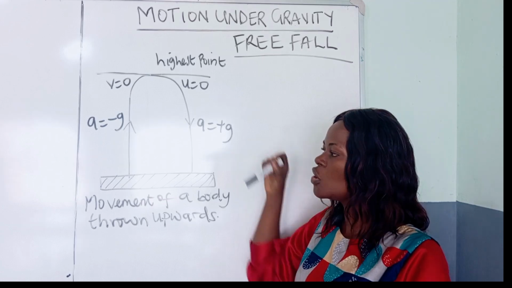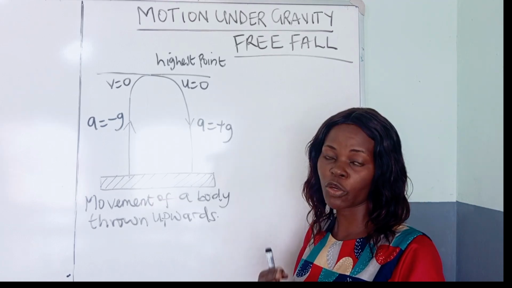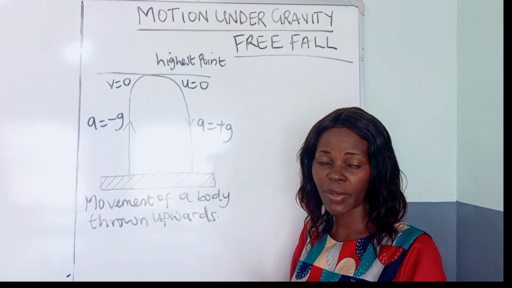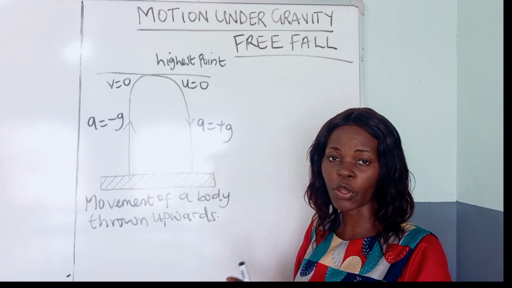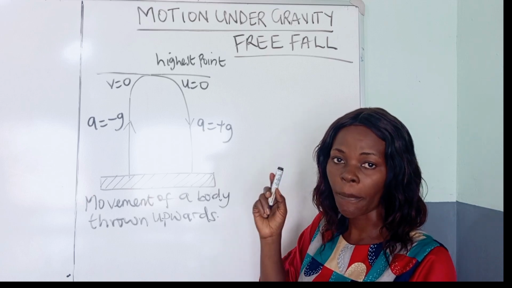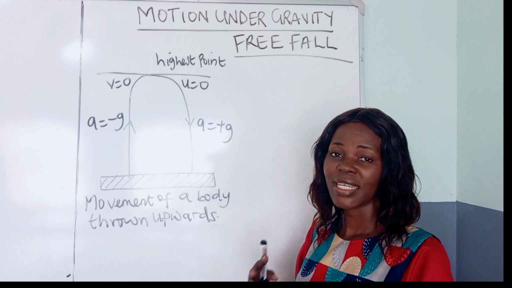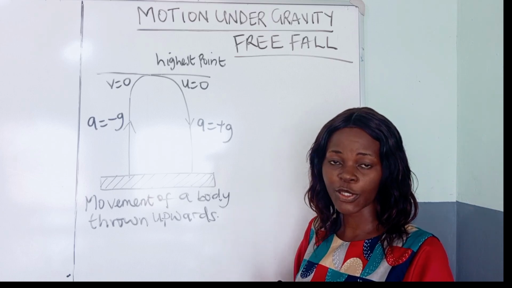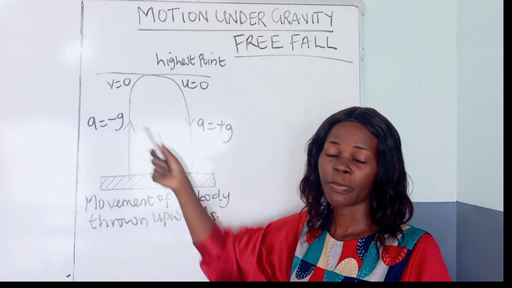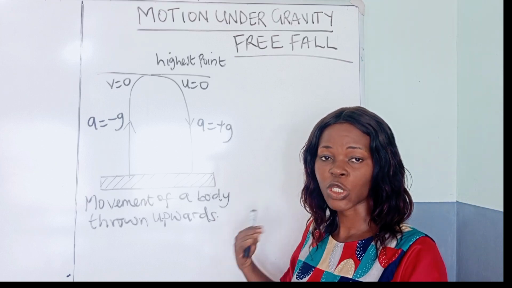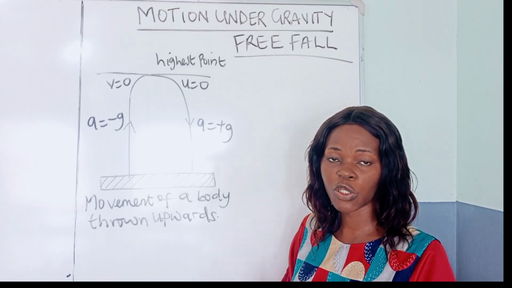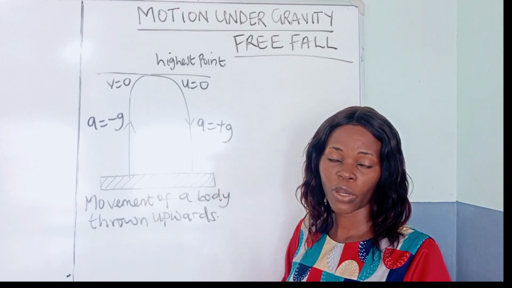G. So when we are solving problems of motion under gravity, we should respect the direction of the object. Is it going up or is it coming down? If the object is going up, that means it is going against the force of gravity. Our A will be minus g. But if the object is coming down, it is moving towards the force of gravity. Our A will be equal to what?